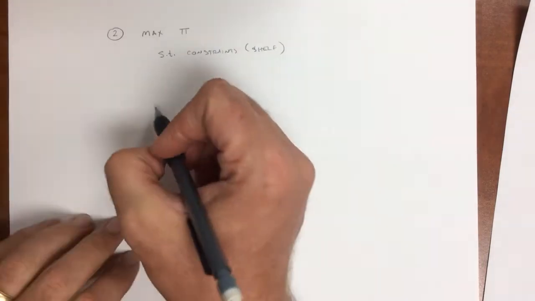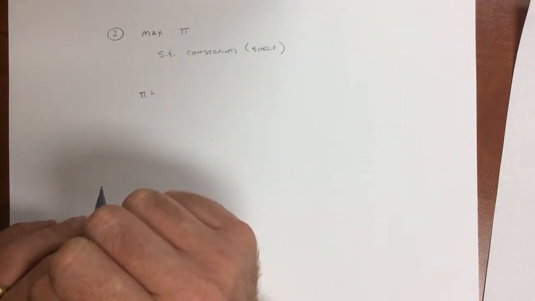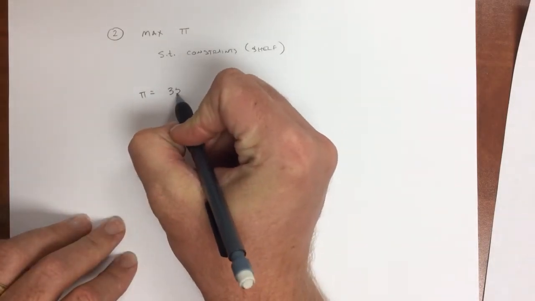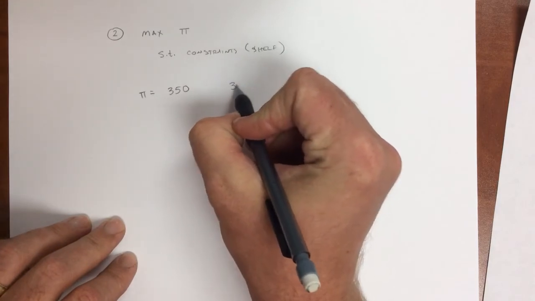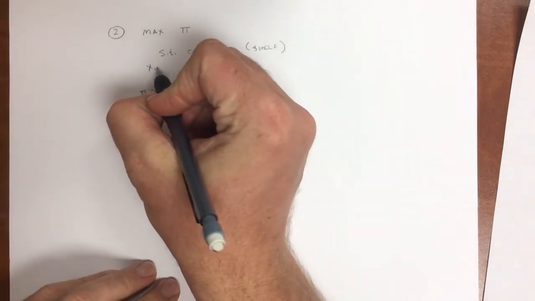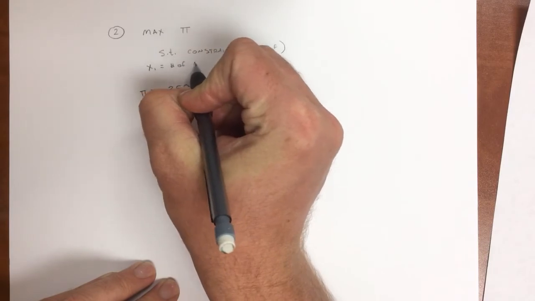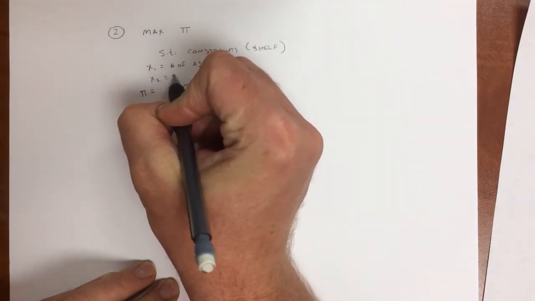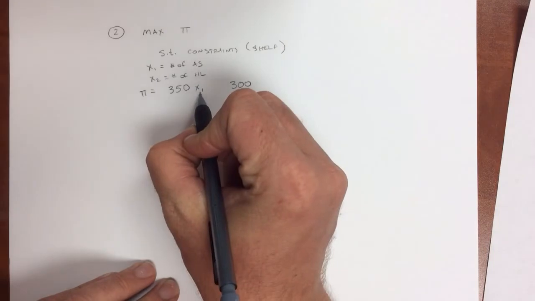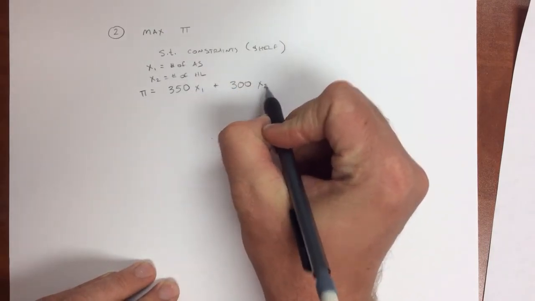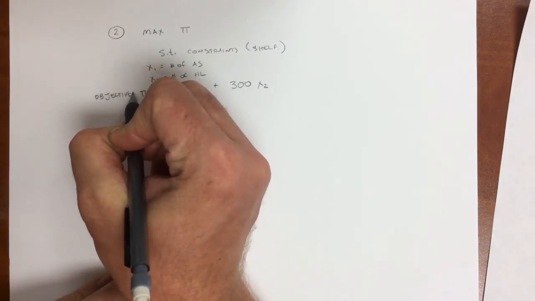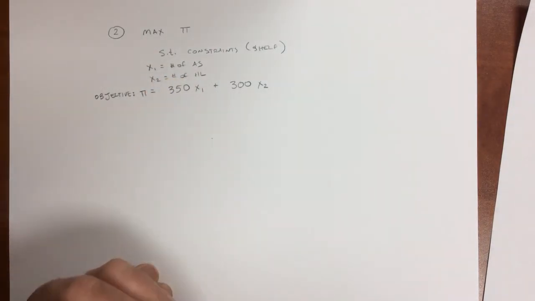So our profits. The profit margin, which is price minus direct production costs, on the AS spa is 350, and for the HL spa is 300. So it's some combination of these two. Before we write that out, let x1 equal the number of AS spas and x2 equal the number of HL spas. So now our profit is equal to 350 x1, the number of AS spas we sell, plus 300 times x2. So this here is our objective function.